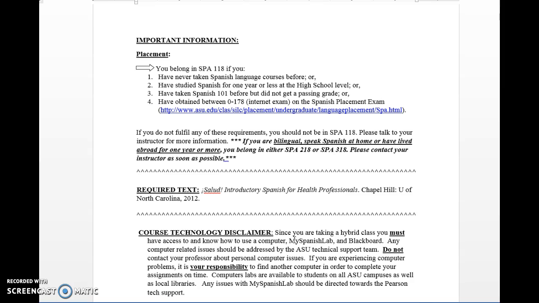Okay. So if you do not fulfill any of these requirements, you should not be in this course. So you need to speak to me as soon as possible. If you are bilingual, if you speak Spanish at home, or if you have lived abroad for 1 year or more, then you belong in either Spanish 218 or 318. So we need to talk.